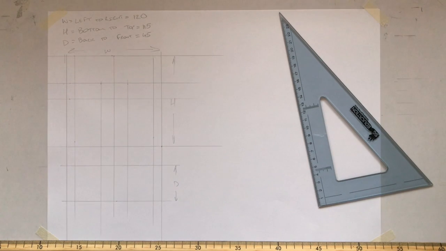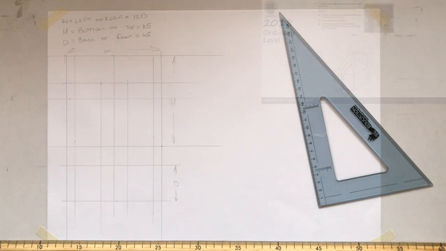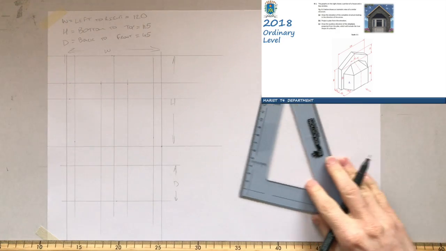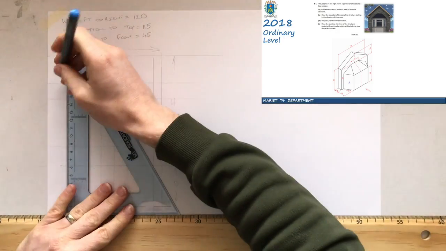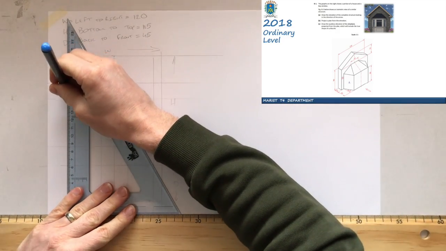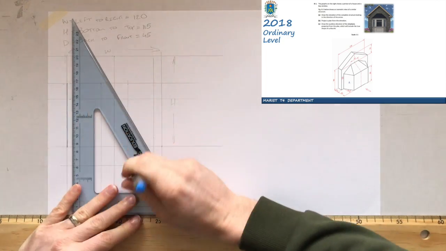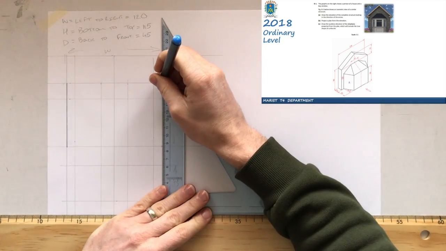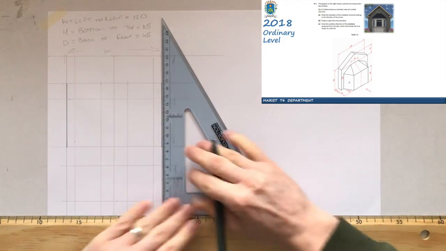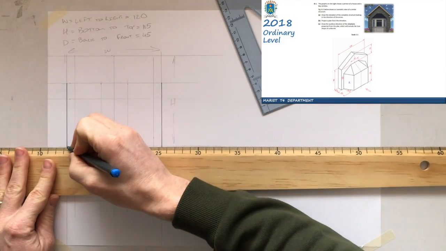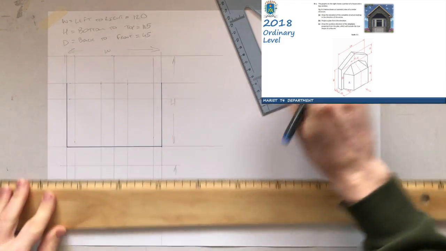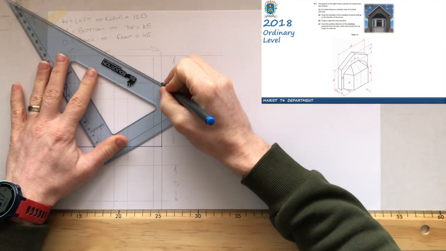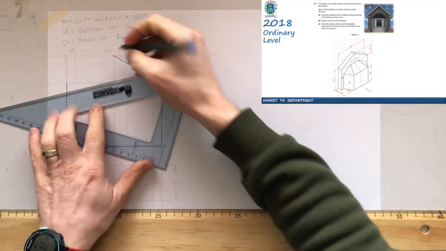Once I've got that done, I've got most of my measurements that I can use to draw my elevation. Okay, what I'm going to do to start with is draw the outside of the house here. So I'm going to do this in a blue color. You can use your normal pencil, your 2H pencil. I'm going to draw these in different colors, different parts of it, just so it stands out that little bit easier for you. Okay, so that is the outside of the house in elevation.